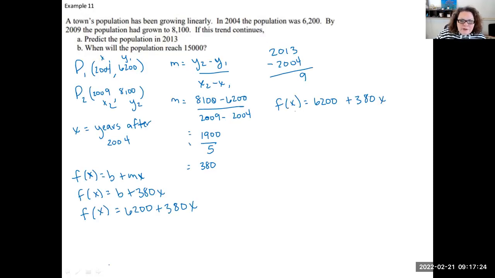All right, so I'm going to say, what is it in 2013, which is 9 years after 2004? Well, that's 6,200 plus 380 times 9. 380 times 9, I need to know.